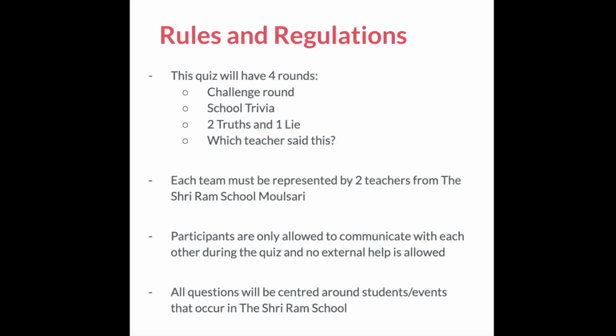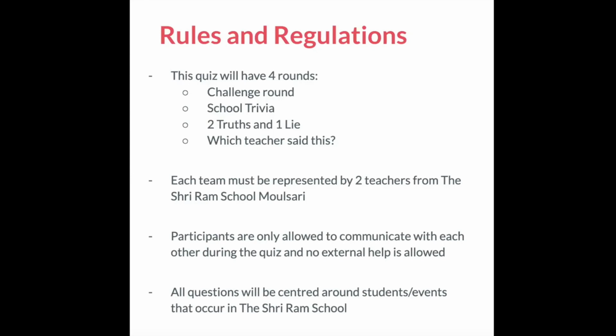Let's begin with the rules and regulations for this quiz. This quiz is going to have 4 rounds. We're going to begin with a challenge round, then a school trivia, then a 2 truths, 1 lie about the students, and lastly, which teacher said this. Each team is going to be represented by 2 teachers from the Sriram school. Participants are only allowed to communicate with each other during the quiz, and no external help is going to be allowed. And all questions are going to be centered around students or events that occur in the Sriram school.